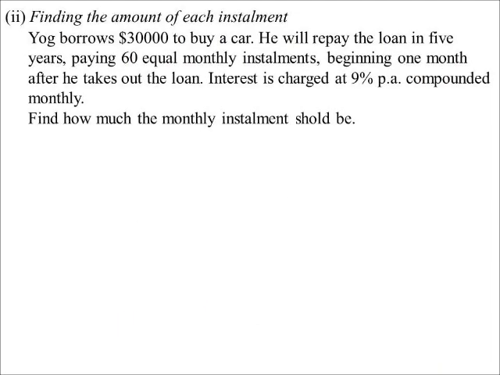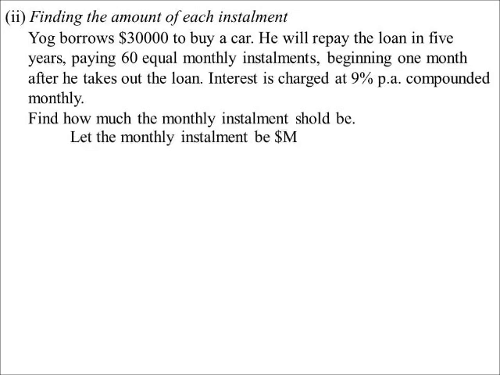Part 2. How much do we have to pay back? Let's find the amount of each instalment. It was $30,000. I might have rounded the numbers to make it nice. But $30,000, I wanted to pay it off in 5 years, so 60 equal monthly payments. The interest at the time was around 9%. So how much should it be?